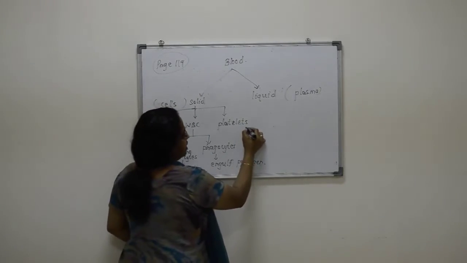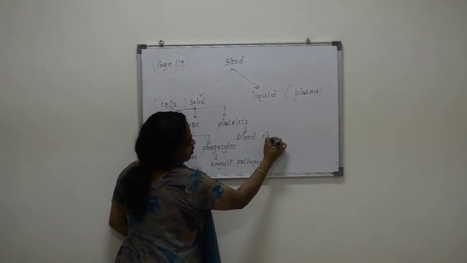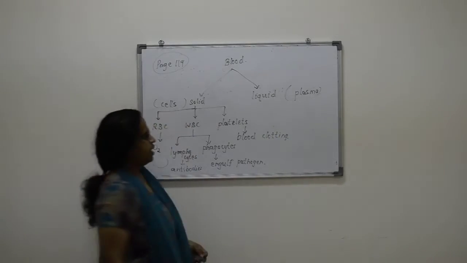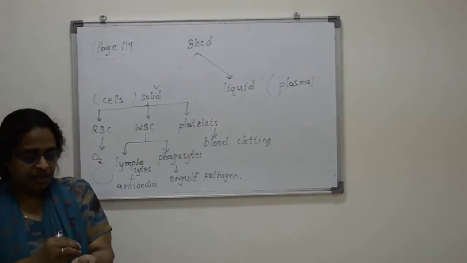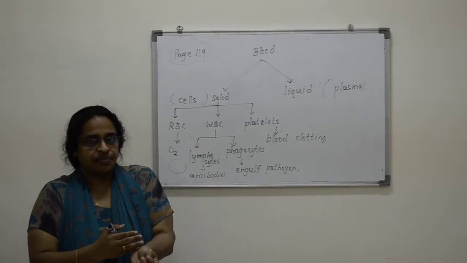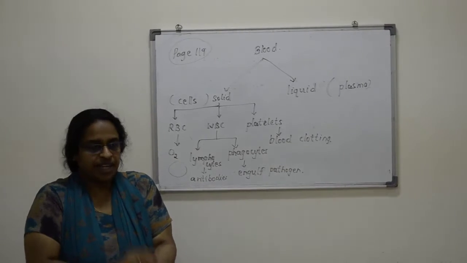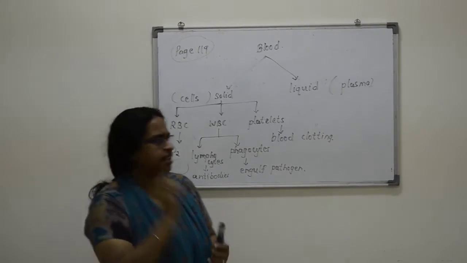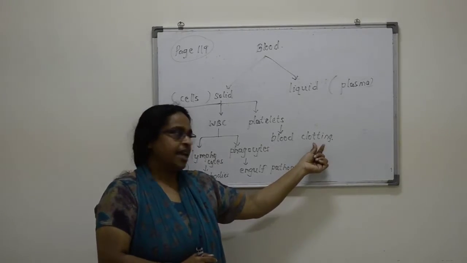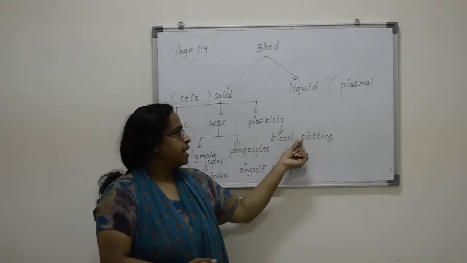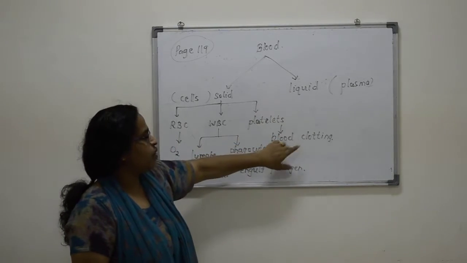Then the last part is platelets. The function is blood clotting. You know what blood clotting is? Whenever there is a cut or wound, what will happen? You know that the blood will be oozing out for some time, and after that the blood oozing out will stop, and you can see something solid at the mouth of that cut. That is a clot. And blood clotting, you have to learn. That I will tell you. That is also very simple. And platelets are involved in blood clotting.